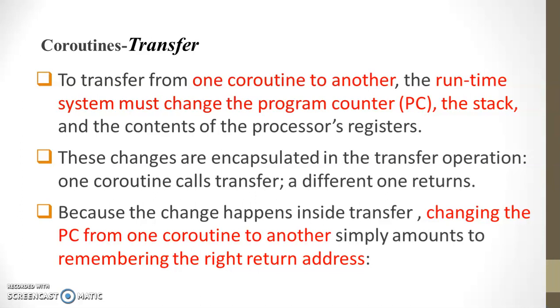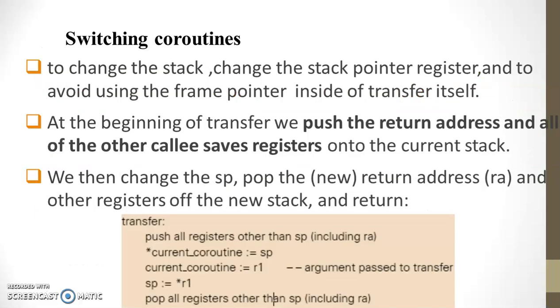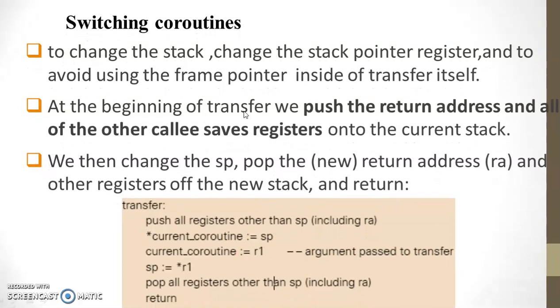Because the change happens inside the transfer, changing the PC from one coroutine to another simply amounts to remembering the right return address. So it needs to remember the return address by saving the PC value. Then, related to switching of coroutines using this transfer function, we have seen we will be saving the values that are currently used by the coroutine. So we push the return address and all the other callee-save registers onto the current stack.